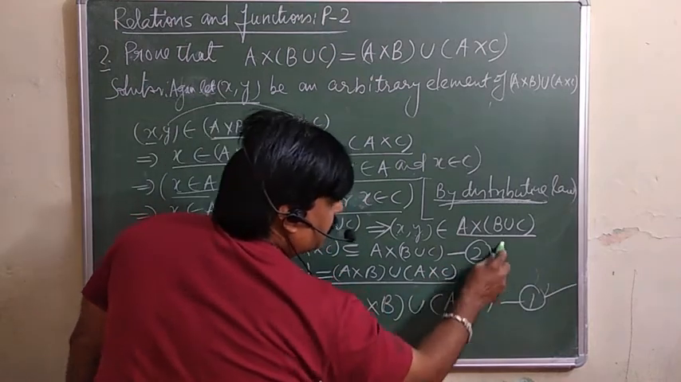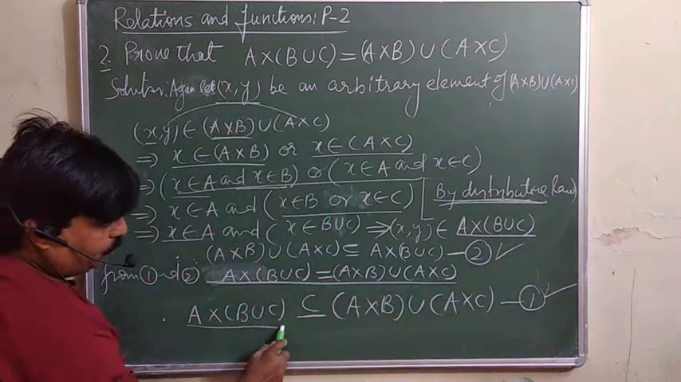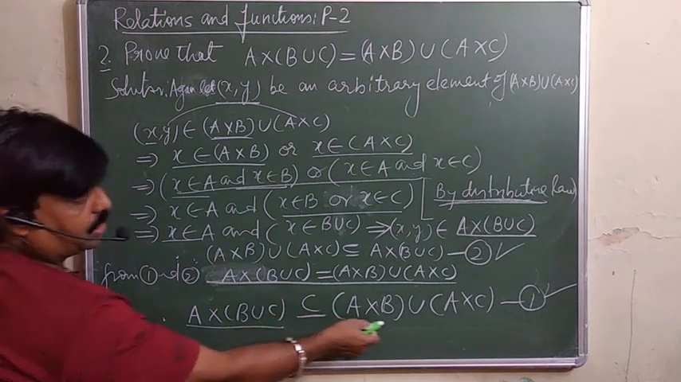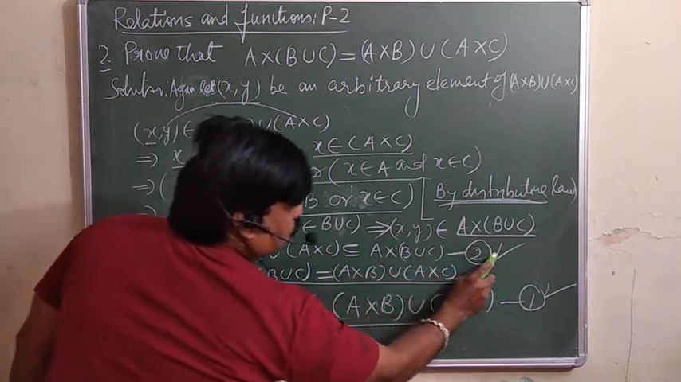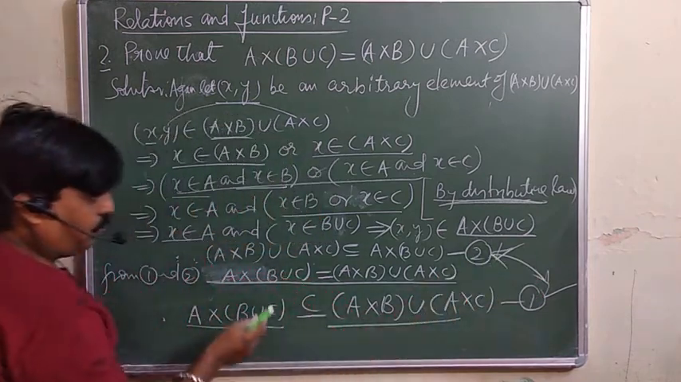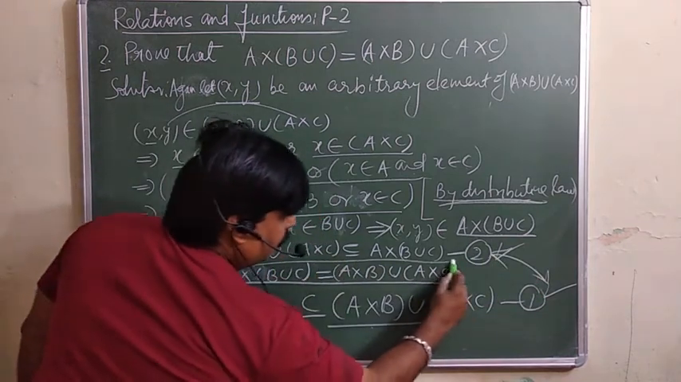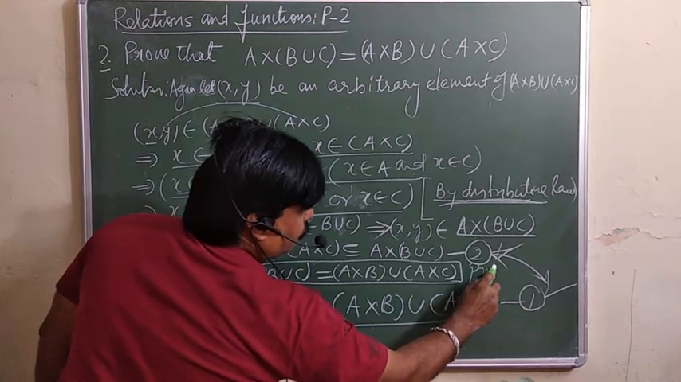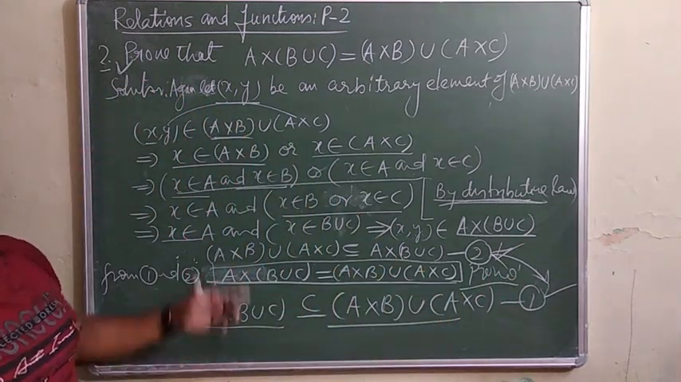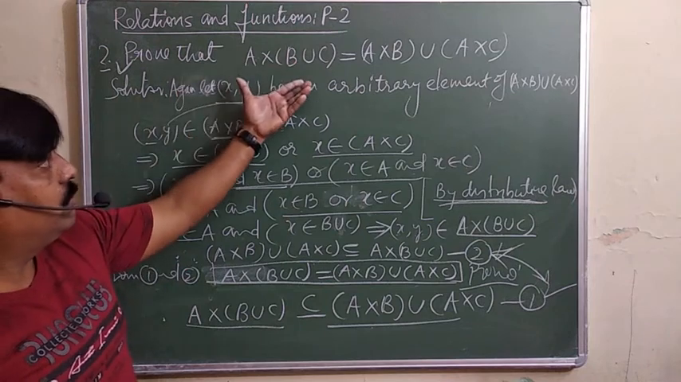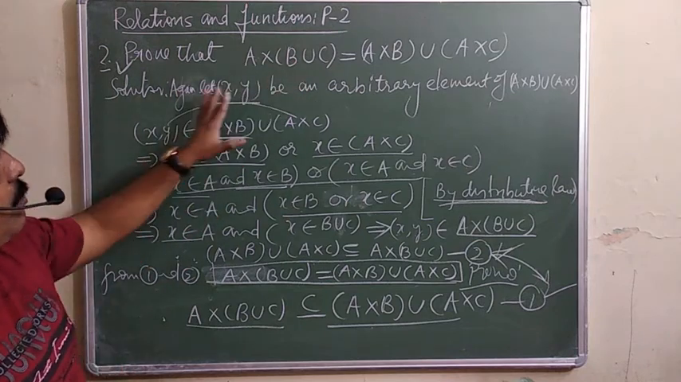The first equation was this, and the second is what? A cross B union C is the subset of this one, and this is the subset of that. So from equation 1 and 2, you can say they are equal, which you want to prove. Because we want to prove it here, we cannot take an example. You cannot take the example. You are supposed to generalize, you have to take x, y.